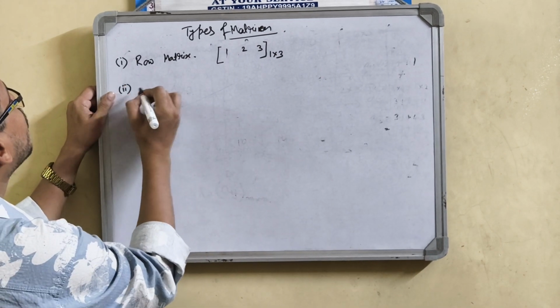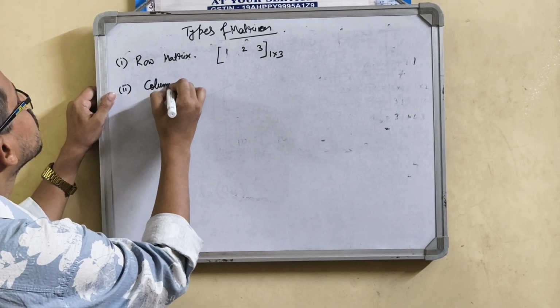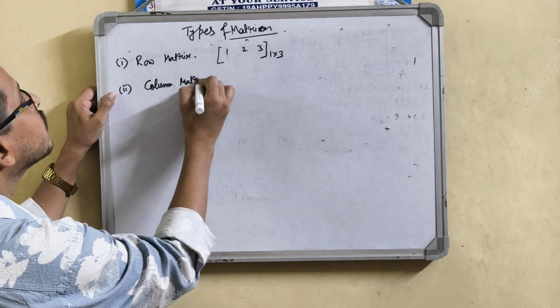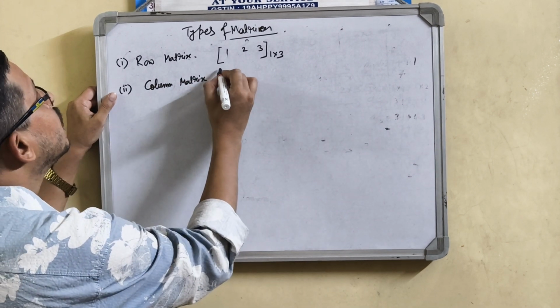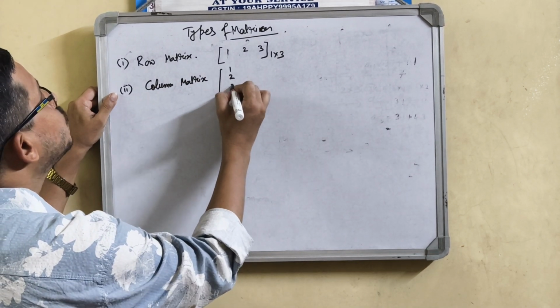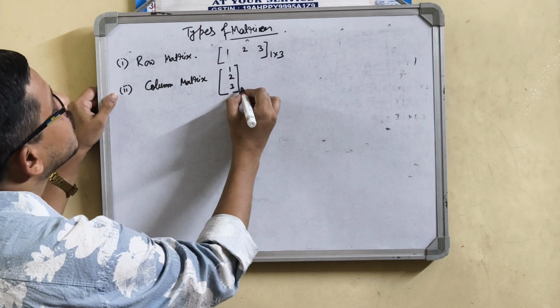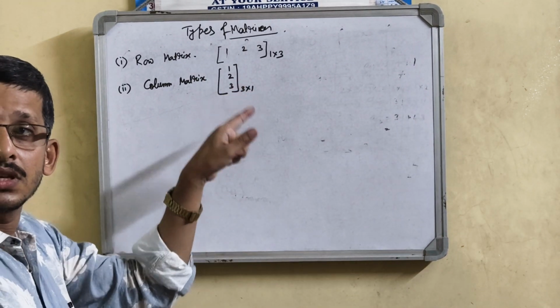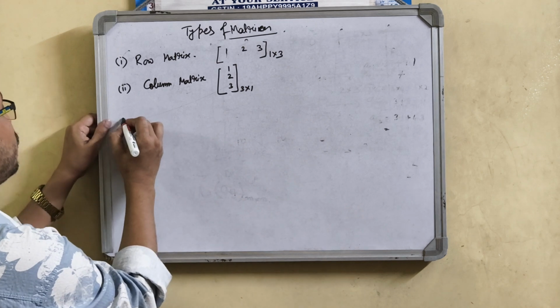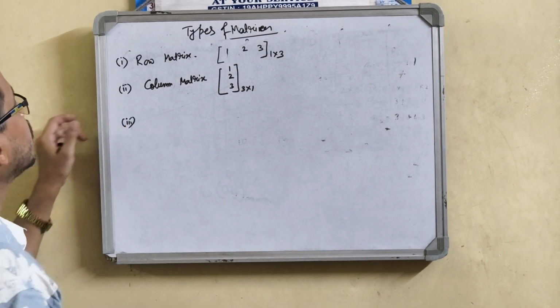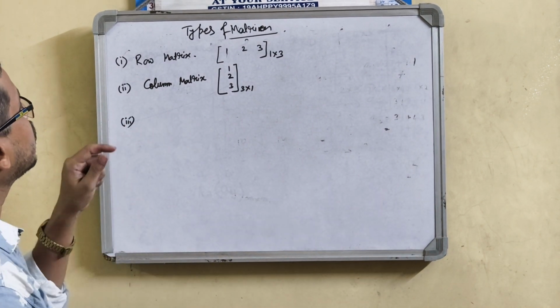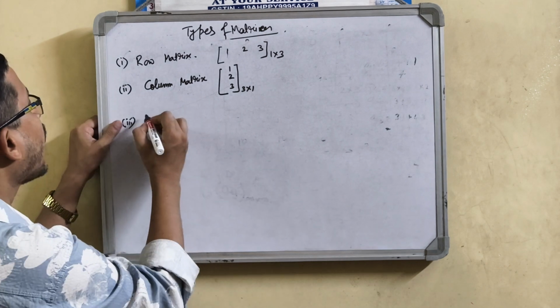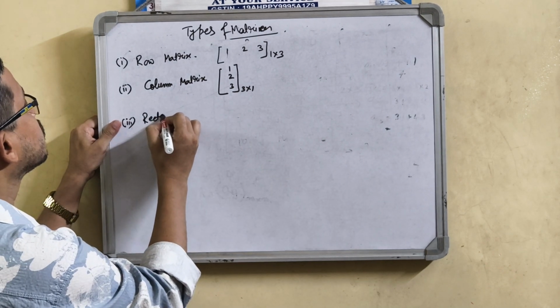Second is the column matrix. So we may write 1, 2, 3 in this manner. Here the number of rows is equal to 3 and the number of columns is equal to 1. This is the column matrix. And after that we have the rectangular matrix and the square matrix.